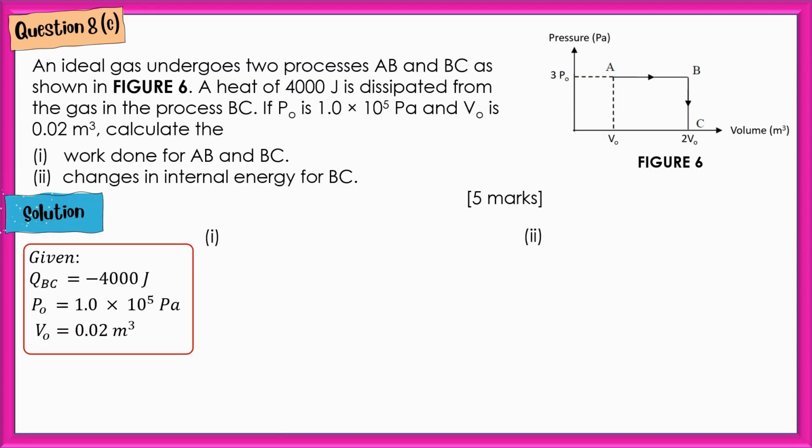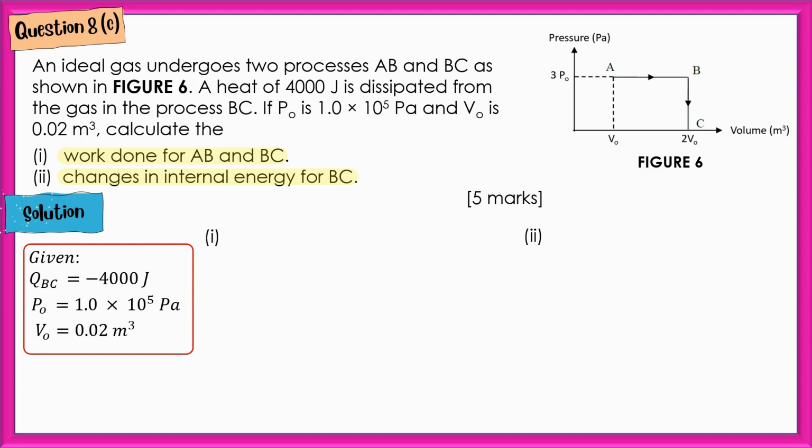Question number 8c. An ideal gas undergoes two processes AB and BC as shown in the figure. A heat of 4000 joule is dissipated from the gas in the process of BC. If P naught and V naught are given as 1 times 10 power 5 Pascal and 0.02 meter cube, you need to calculate the work done for AB and BC. Also the change in internal energy for BC. Okay, firstly, referring to the question, we know that QBC is equal to negative 4000 joule because the heat is dissipated from the gas.